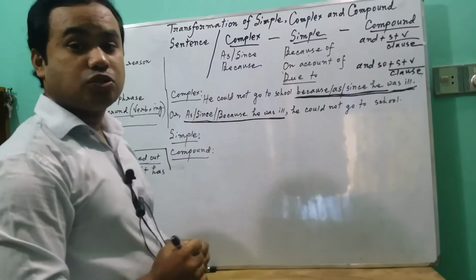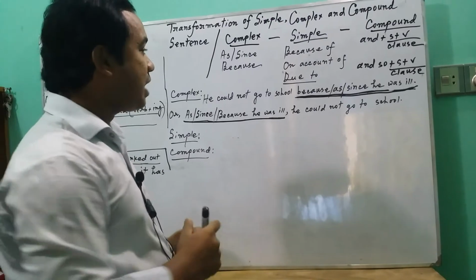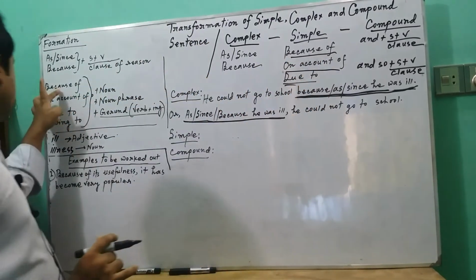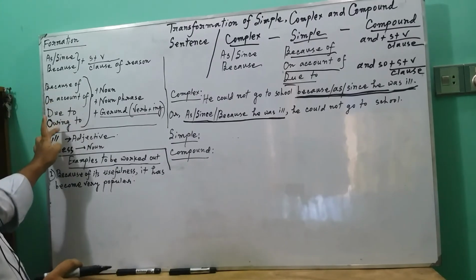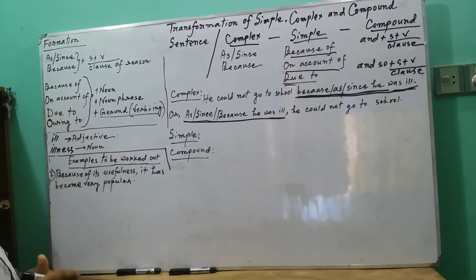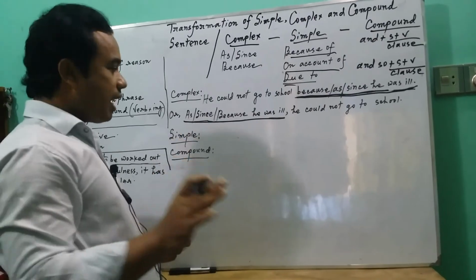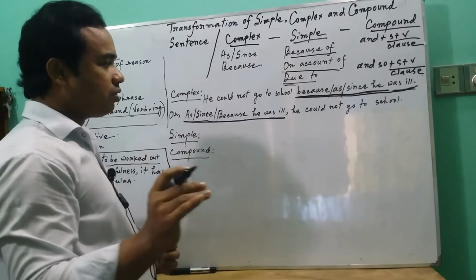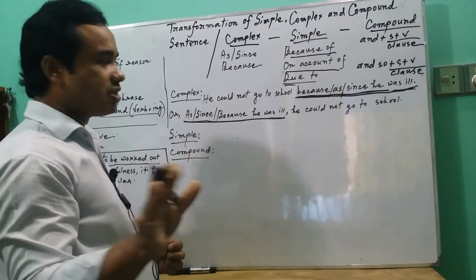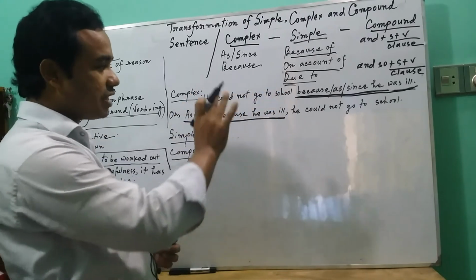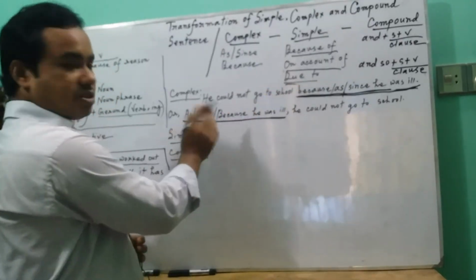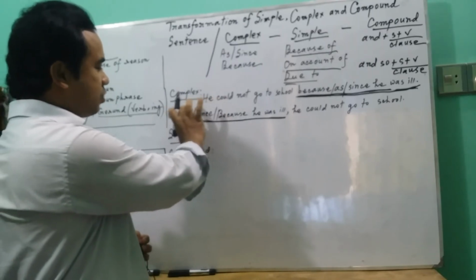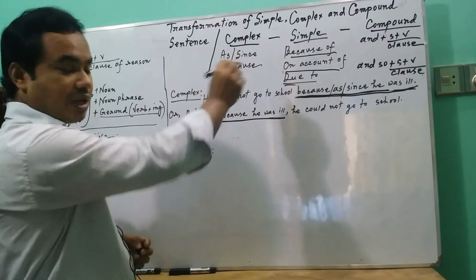The subordinate clause of this complex sentence needs to be changed into a phrase, and the phrase has to begin with either because of, or on account of, or due to. Because of, on account of, due to, or owing to is also possible. Okay, so as we are making this a phrase, first of all we need to take out the subordinate conjunction, as, since, because, and in place of this subordinate conjunction, we are using because of.